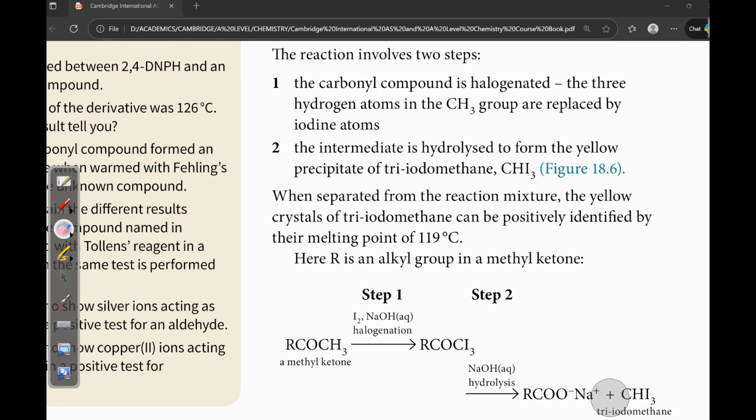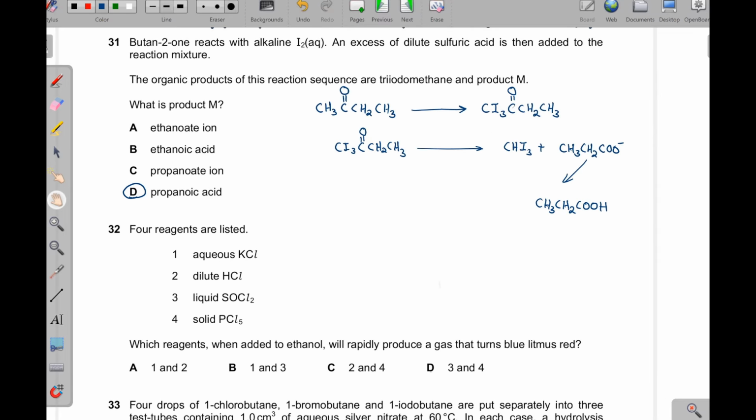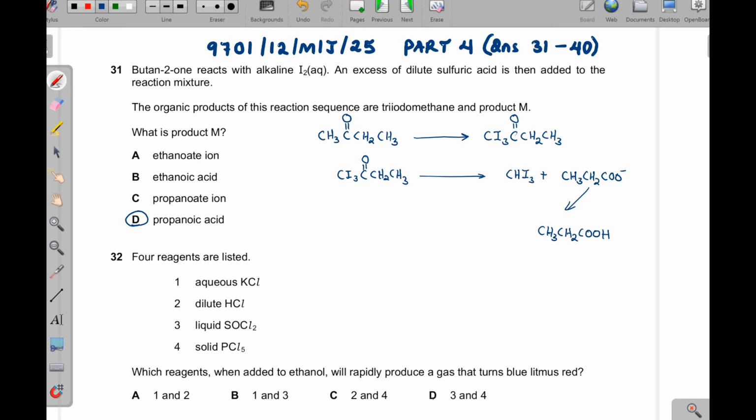Now when you add sulfuric acid, you can get that proton back. So I'm going to have CH3, CH2, then COOH, because here they said add an excess of dilute sulfuric acid, so you will get propanoic acid. You see that? So propanoic acid is actually option D.